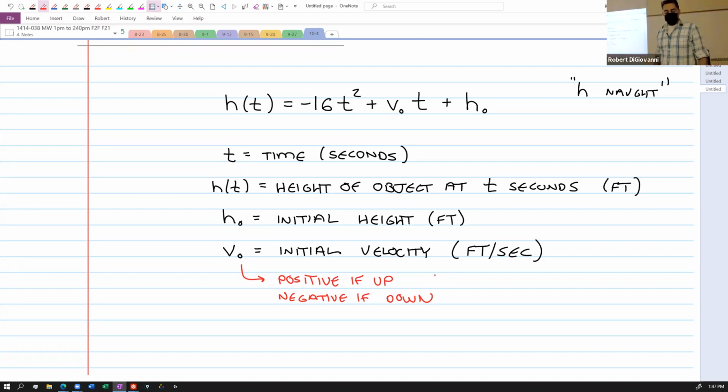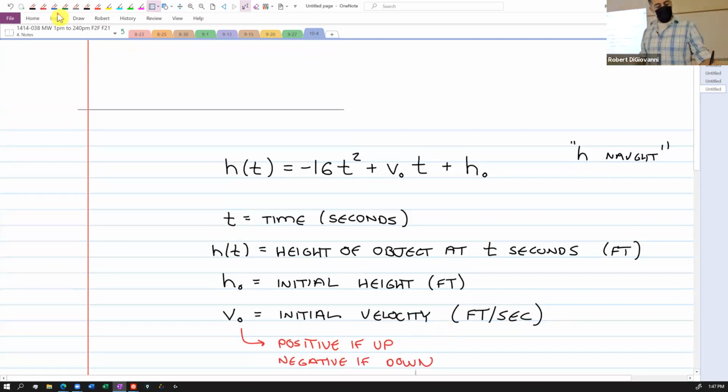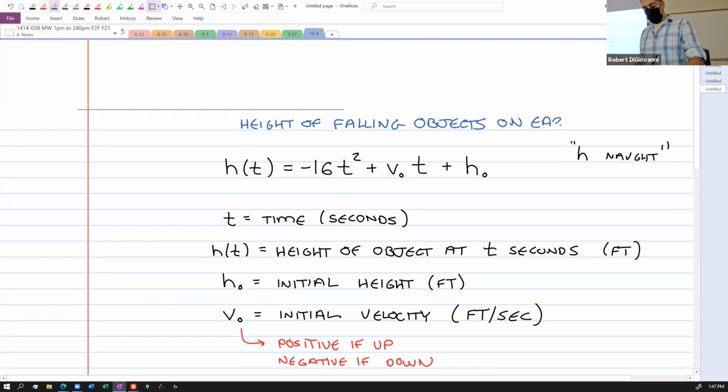That's our formula. That is a formula for all objects on Earth, no air. So I'm going to put up here: height of falling objects on Earth, no air.